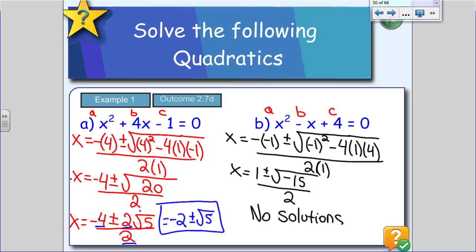Anybody have any questions about that? Yeah. When I put all that underneath the sign, I got a not real answer. Yeah, that would be a no solution. Oh, that's why. Okay. Yeah, because you're trying to square root a negative. If your calculator says no real answer, and that's what it says, right? It says no real answer. Yeah, that means you square rooted a negative somewhere, or you divided by 0 somewhere.